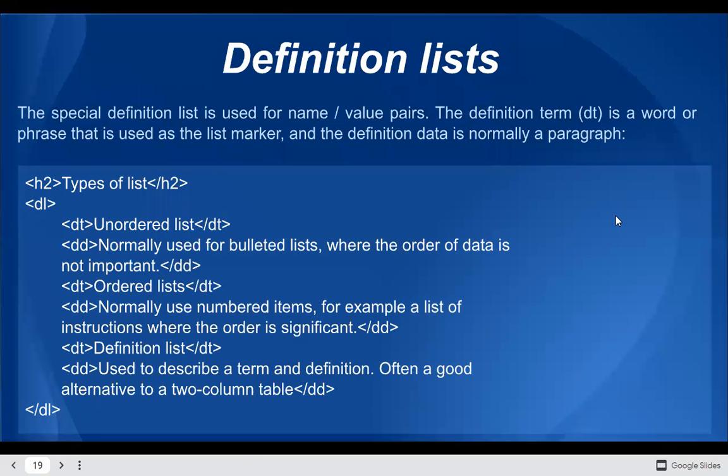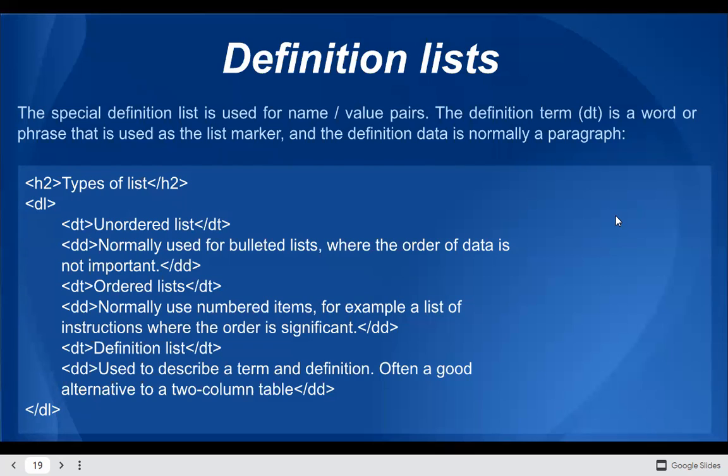What is the definition list? The special definition is the name and value pair. The definition term DT is a word or phrase that is used as a list marker, and the definition data is normally a paragraph. Take an example. We are having an emphasis, and we have a heading of types of list.